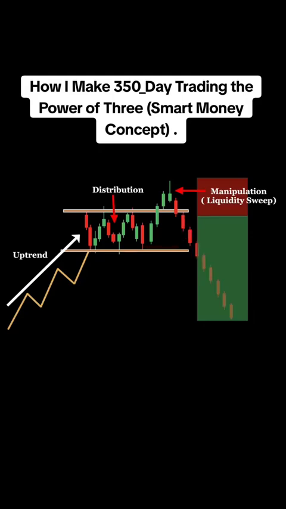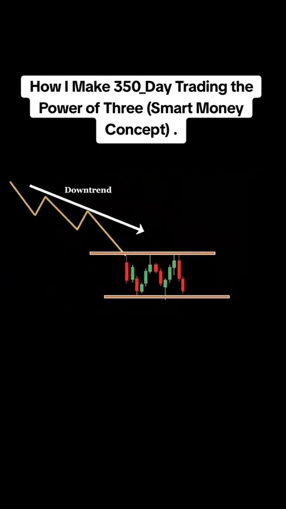This way, you'll ride the acceleration phase, which is a markdown. If the market is trending down, smart money will look for a good area to buy. Wait for the accumulation phase where smart money is preparing to buy.